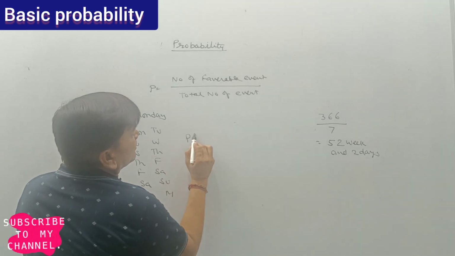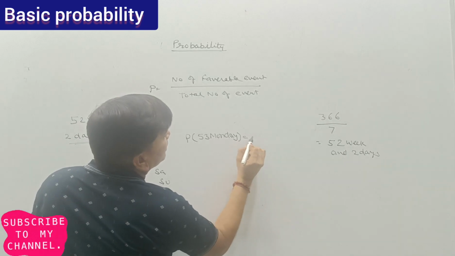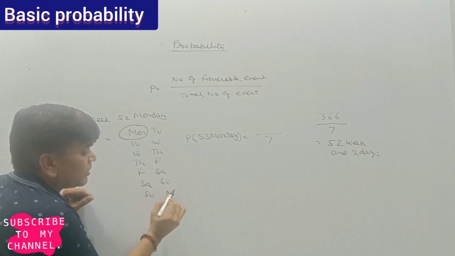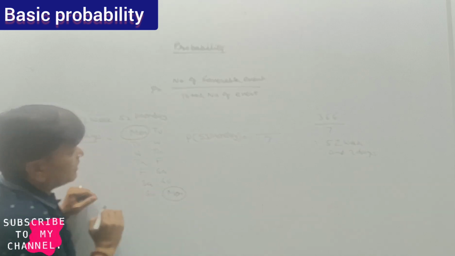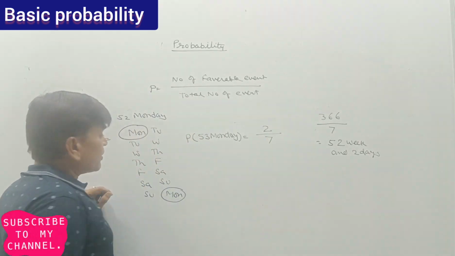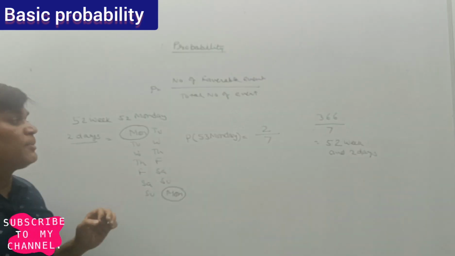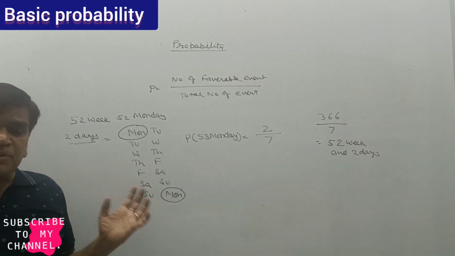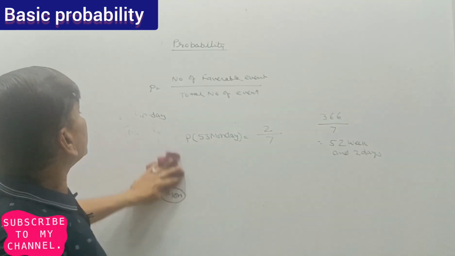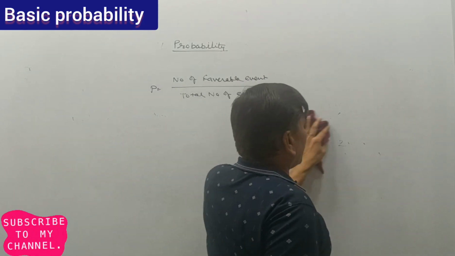So for getting 53 Mondays, the total number of events is 7. In this pair Monday is available and in this one also Monday is available. So the number of favorable events is 2 and the total number of events is 7. So in a leap year the probability of getting 53 Mondays is 2/7. In this manner, if any question related to probability comes, you can easily calculate it.